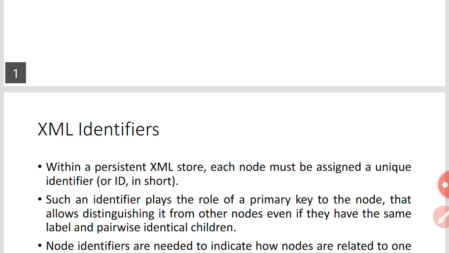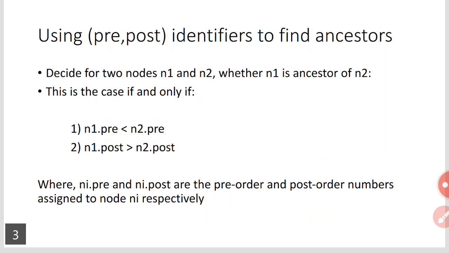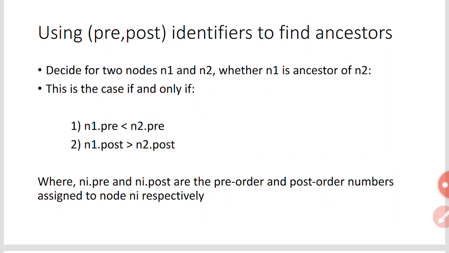Now, how can you use these pre-post identifiers to find ancestors? First question is how these pre-post identifiers are assigned to the XML nodes. Perform pre-order and post-order traversal on the XML tree and attach these pre-order and post-order numbers to the nodes. In this way, you will get the pre-order value and post-order value for the node, and this pair will serve as the pre-post identifier for that node.